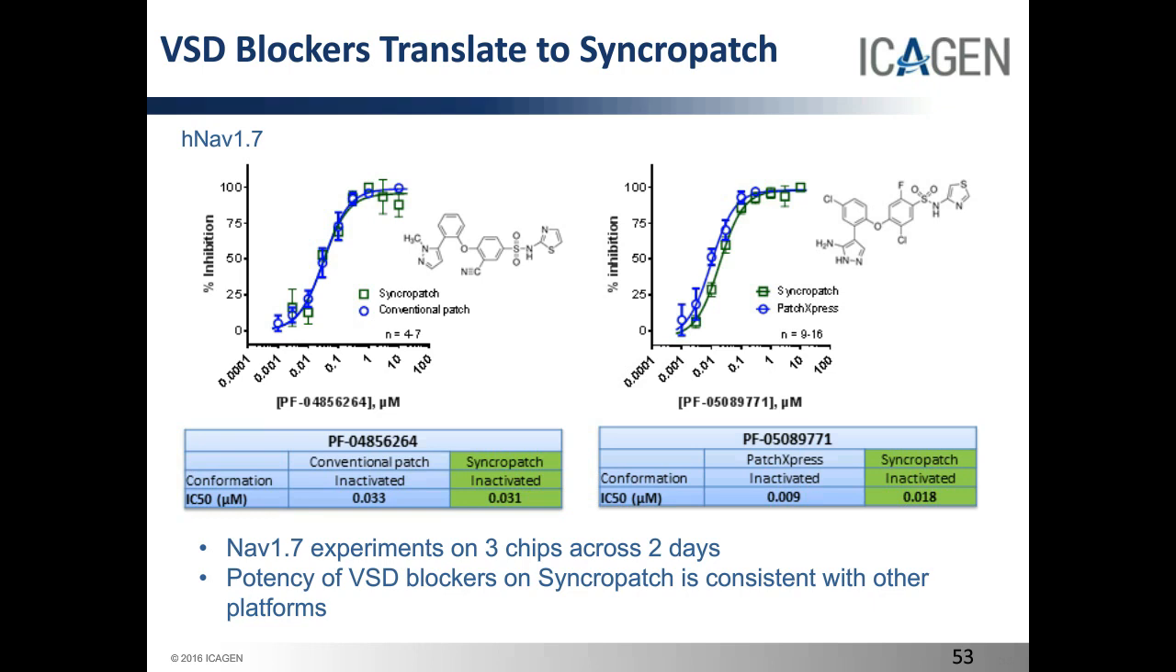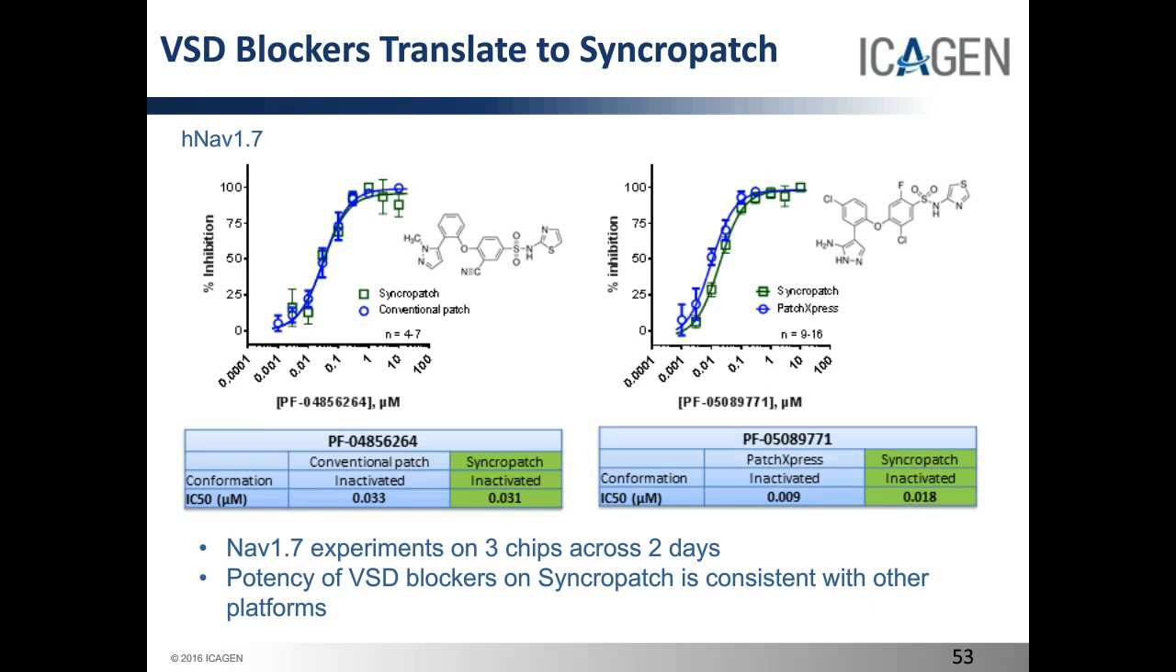For PF771, we see the same thing. When we compare the Syncropatch results to those previously obtained from the PatchXpress, we see the IC50s are almost the same, suggesting that even though these compounds are difficult to work with, and they do have novel binding sites away from the common inhibitor binding sites of other sodium channel blockers, the Syncropatch works very well in identifying these compounds and finding their true potencies.